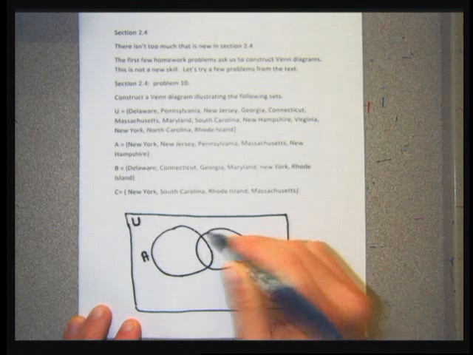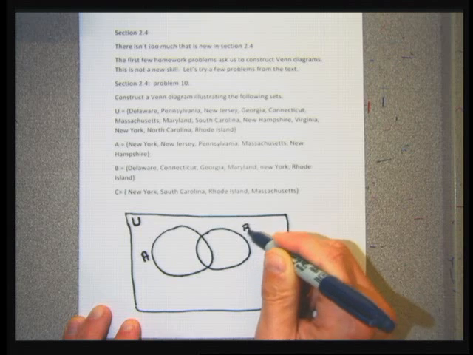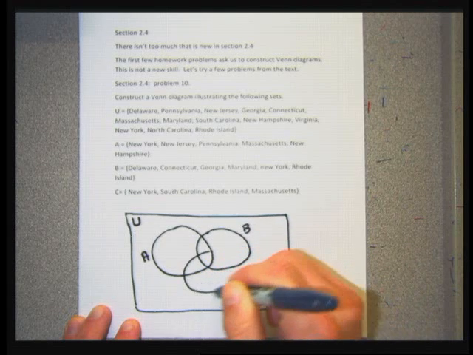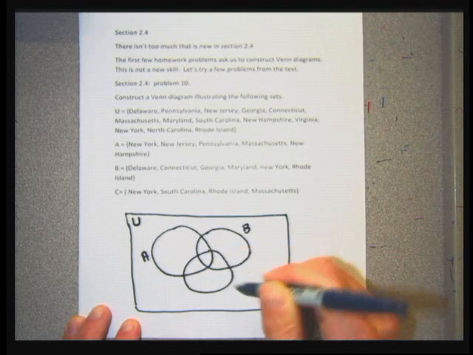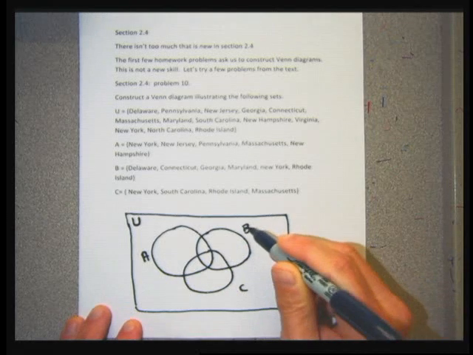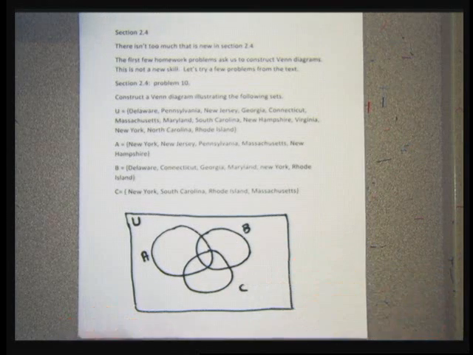I'm just working from left to right and down. But you could have your letters switched. Your A could be up where my B is, your B could be where my C is. It doesn't matter. And now I'm going to put each of the states in the spots that they go.